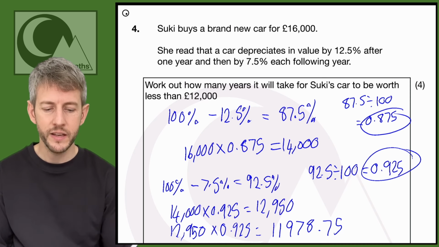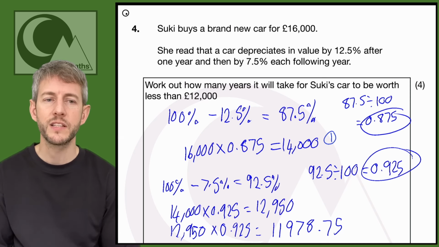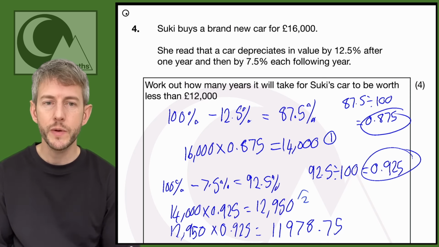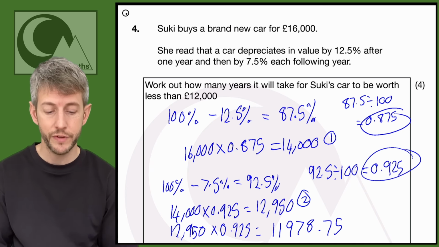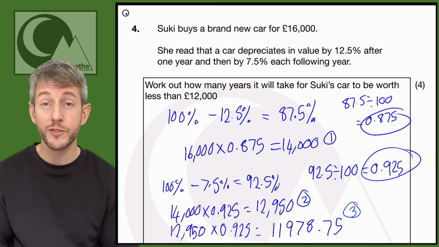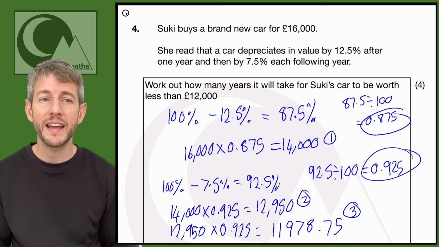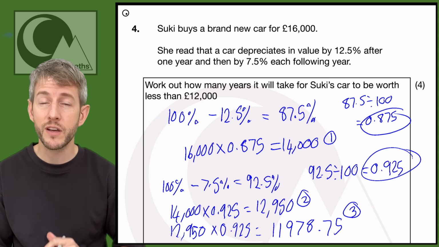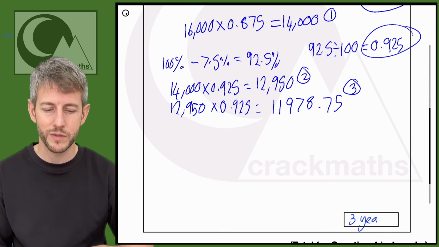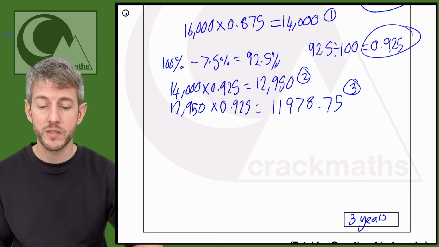So I can see it took 1 year to get to 14,000, 2 years to get to 12,950, and 3 years to get to 11,978.75. So I can see that it takes 3 years for Suki's car to be worth less than £12,000. So I'm going to write that in the box at the end.